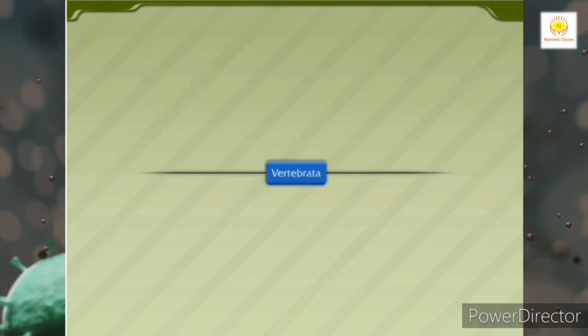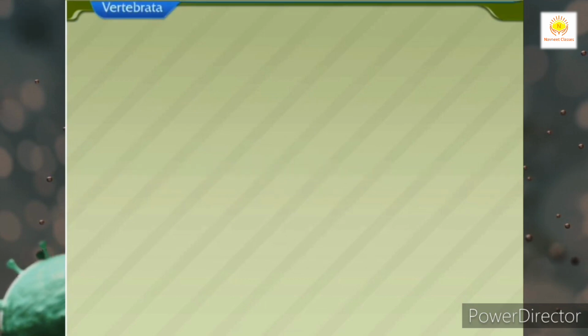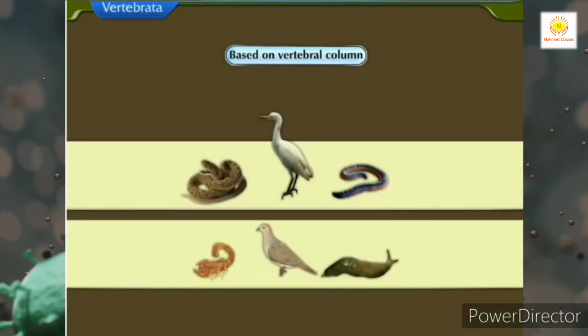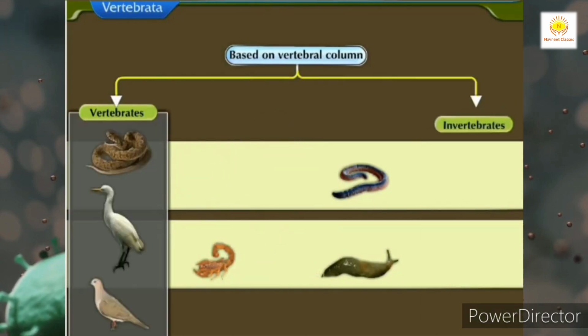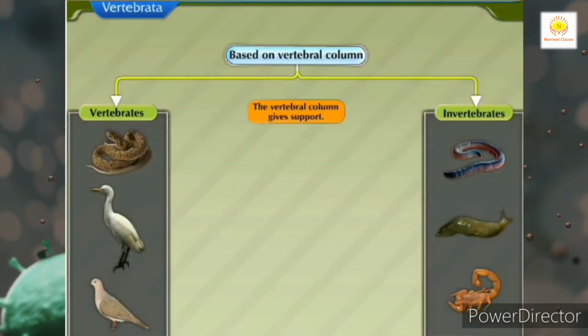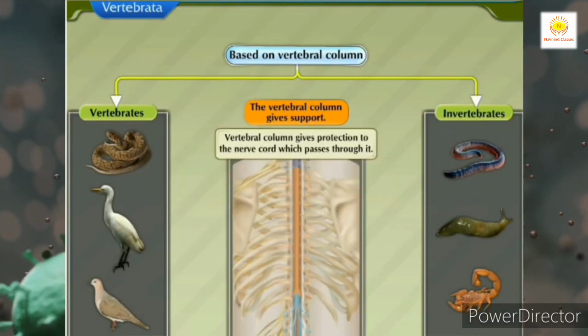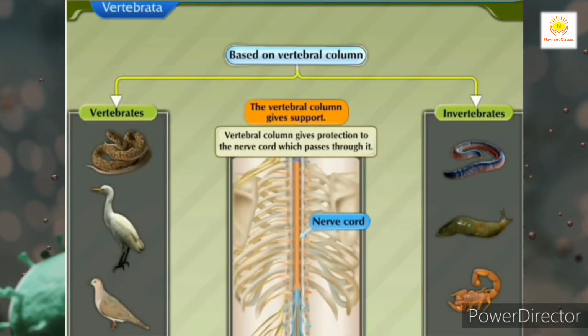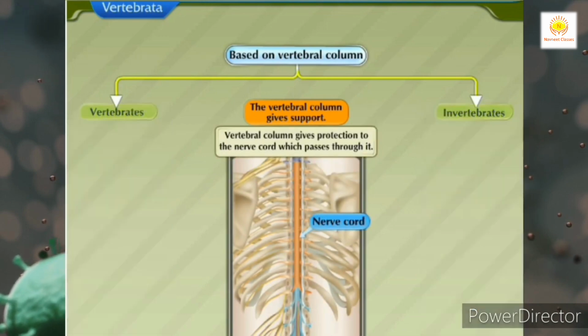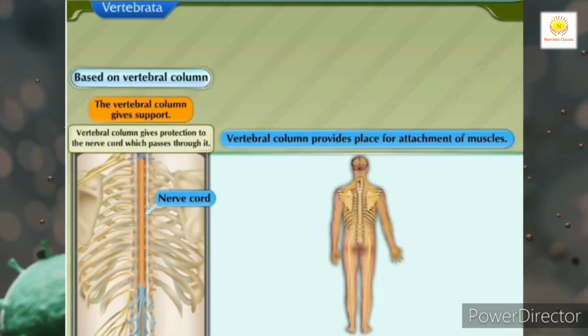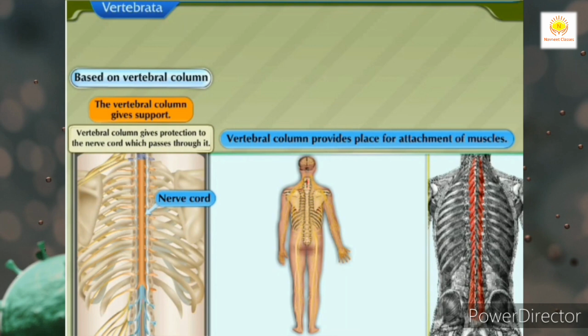Vertebrata. Based on the vertebral column, we classify animals as vertebrates and invertebrates. The vertebral column gives support. It gives protection to the nerve cord which passes through it. Vertebral column provides a place for the muscles to attach for ease of movements.